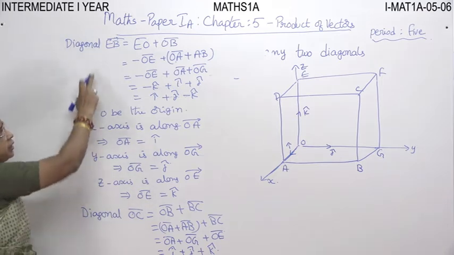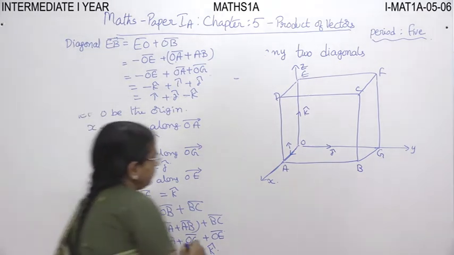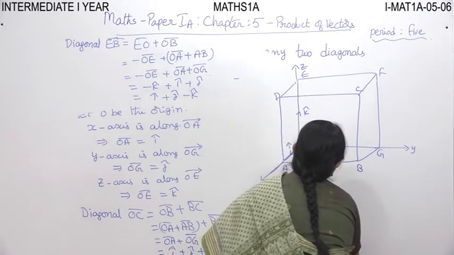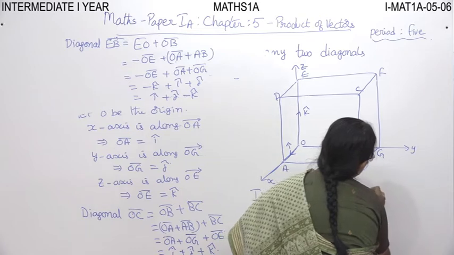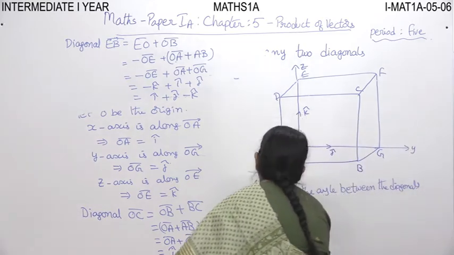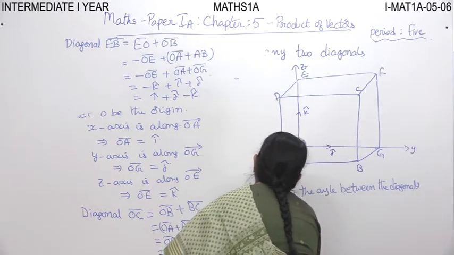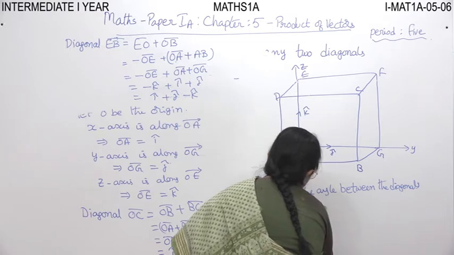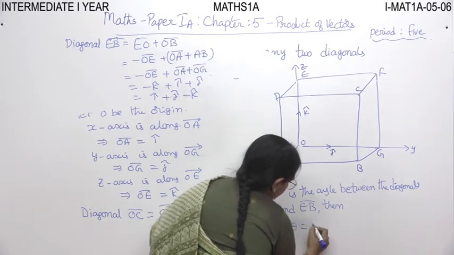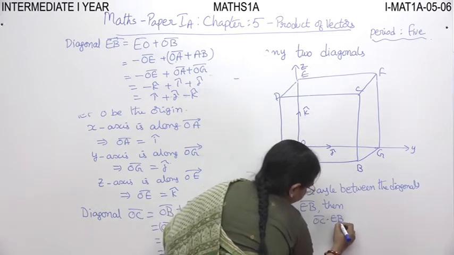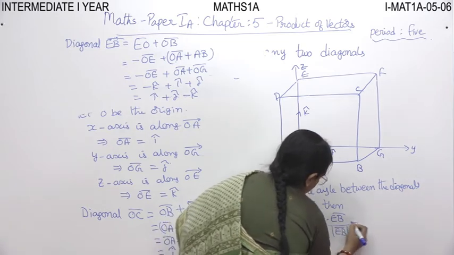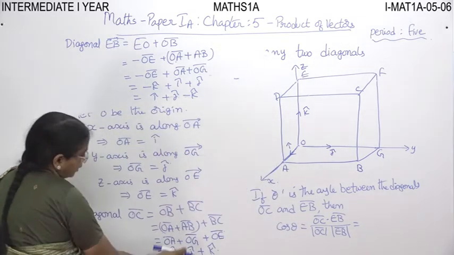OC is one diagonal and EB is another diagonal. Now we'll write: if theta is the angle between the diagonals OC and EB, then we have the formula cos theta is equal to OC dot EB by mod OC into mod EB. OC dot EB means this vector dot this vector.